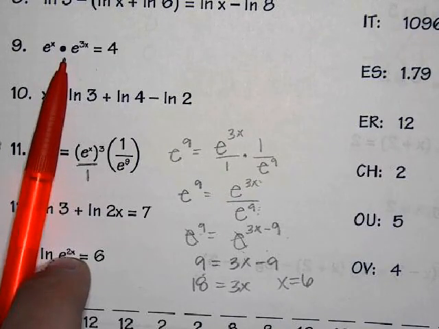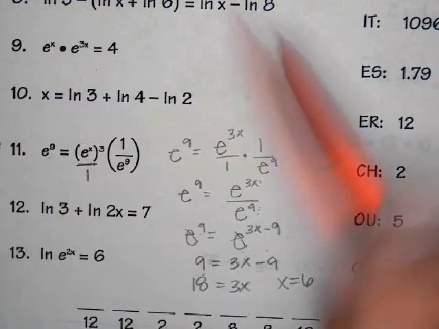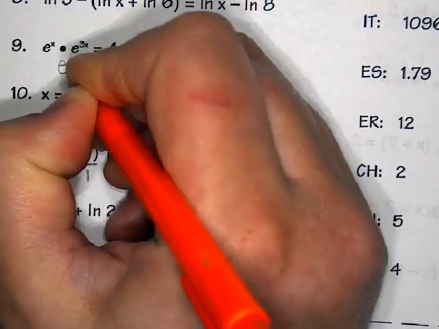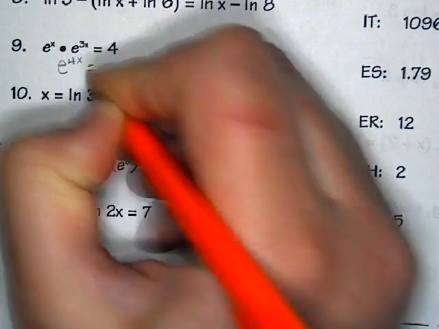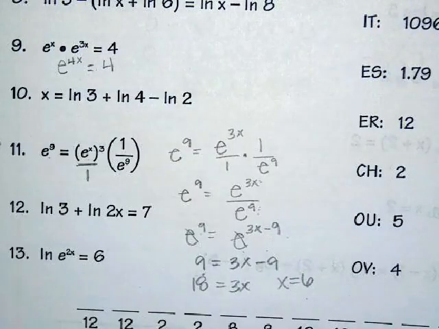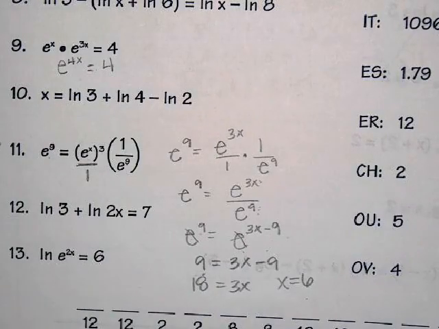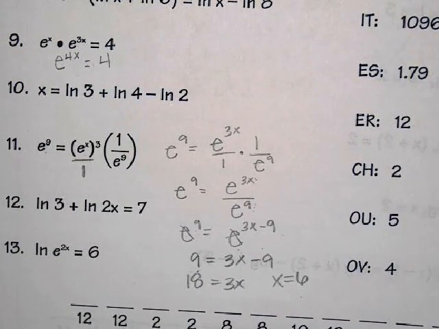This one's not quite the same, though, because you don't have an e on both sides to cancel. So how are you going to get rid of a base of e? Yeah, you're going to log base e both sides, which is the same thing as doing an ln on both sides. So you're going to get rid of the base of e by doing a log base e on both sides, or an ln on both sides.